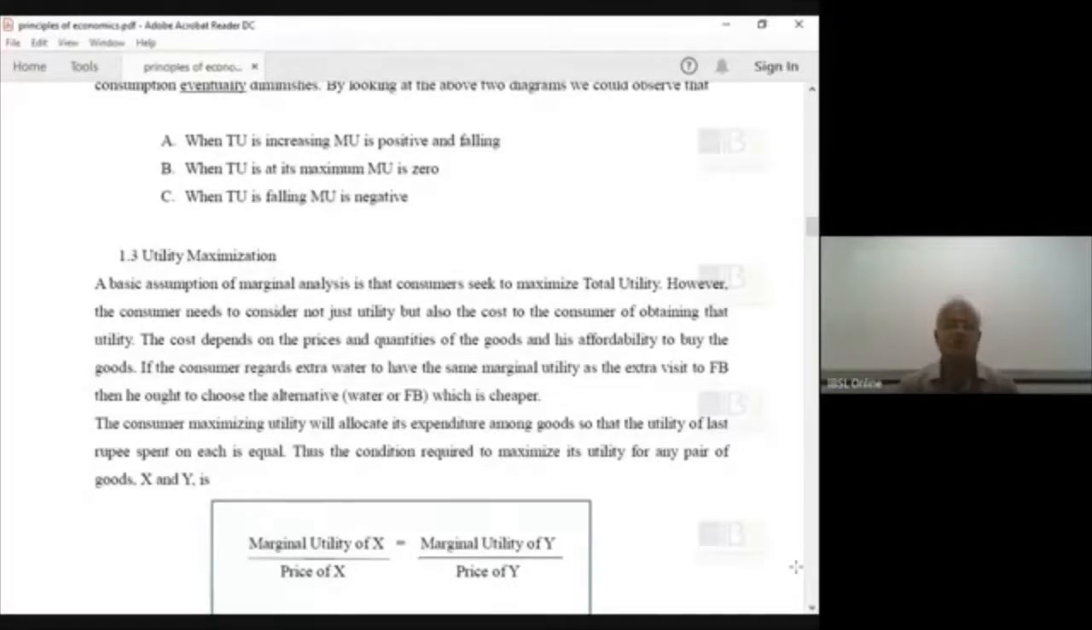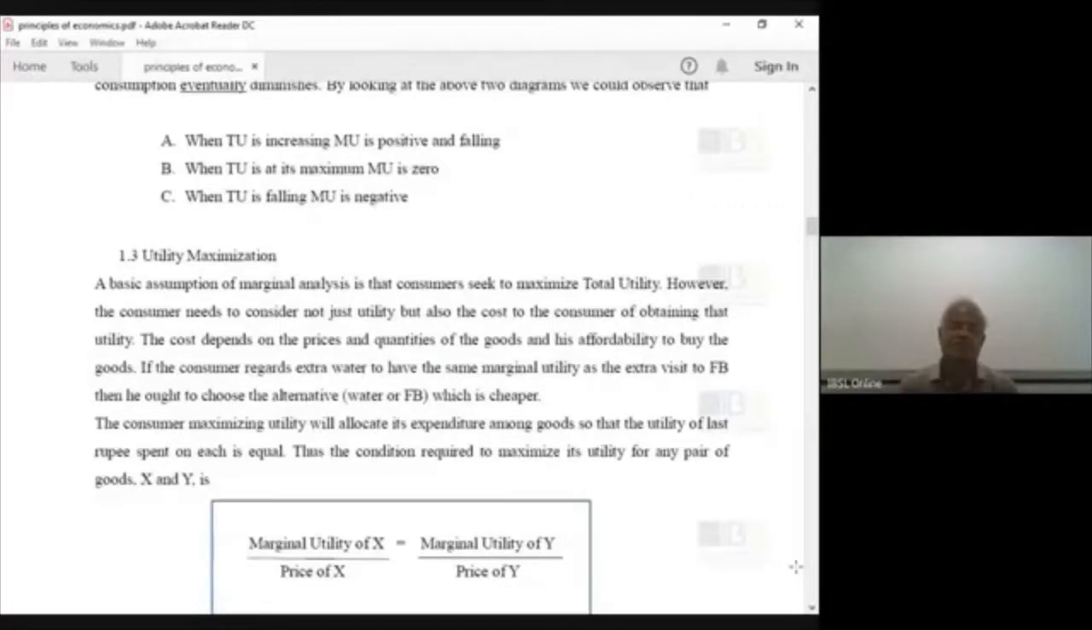However, the consumer needs to consider not just utility, but also the cost to the consumer of obtaining that utility. Because when you consume the hot dog, the objective is to get the maximum satisfaction. You can eat 2 hot dogs or 3 hot dogs to get the maximum. But you have to consider it is costly. You can't control the price of a hot dog. Your income is limited. You have to consider the cost.